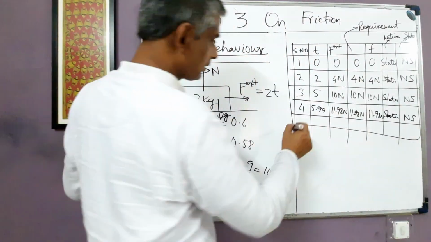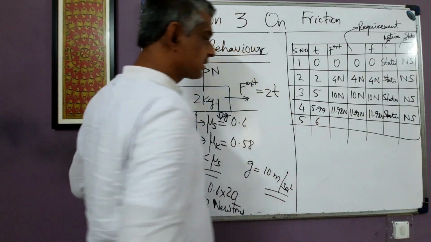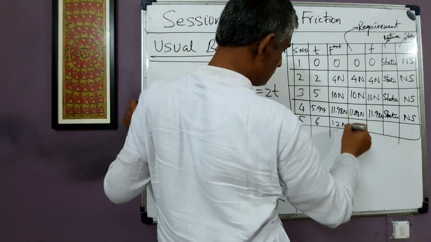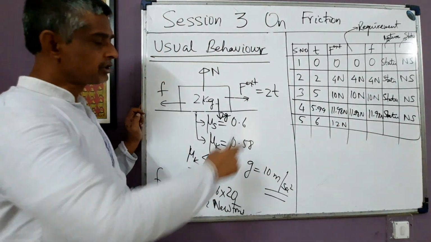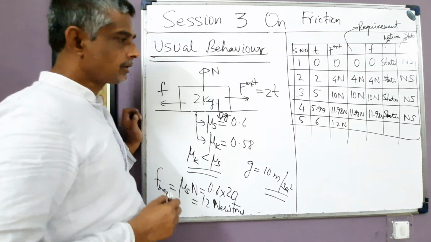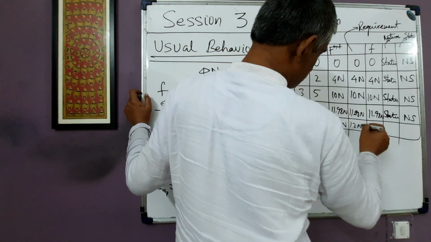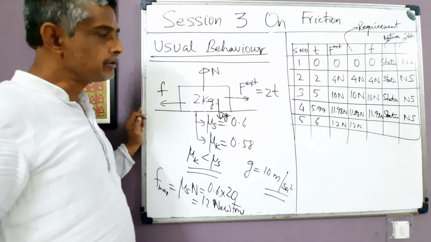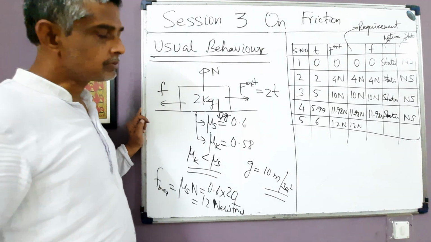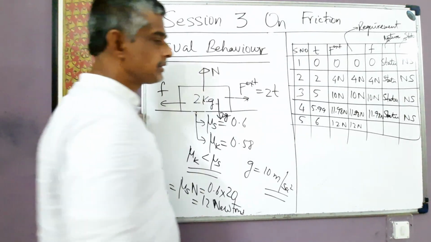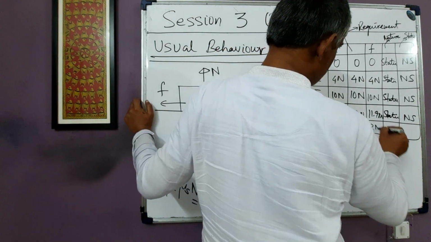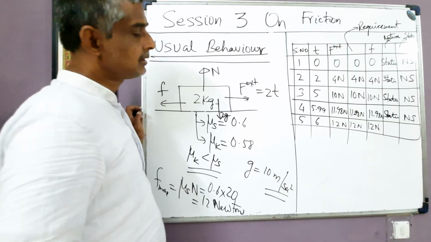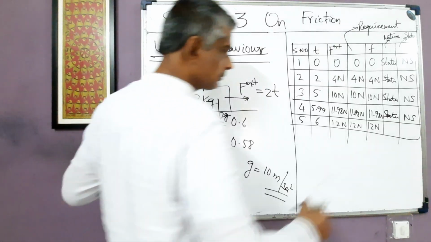Fifth one. Suppose t becomes 6 seconds. External horizontal force becomes 2 into 6, 12 Newton. So now 12 Newton friction is needed to prevent slip. So requirement again becomes 12 Newton, and 12 Newton friction is available. So we'll say again that requirement is being fulfilled. The actual amount of friction acting will again be 12 Newton. This is again static friction.